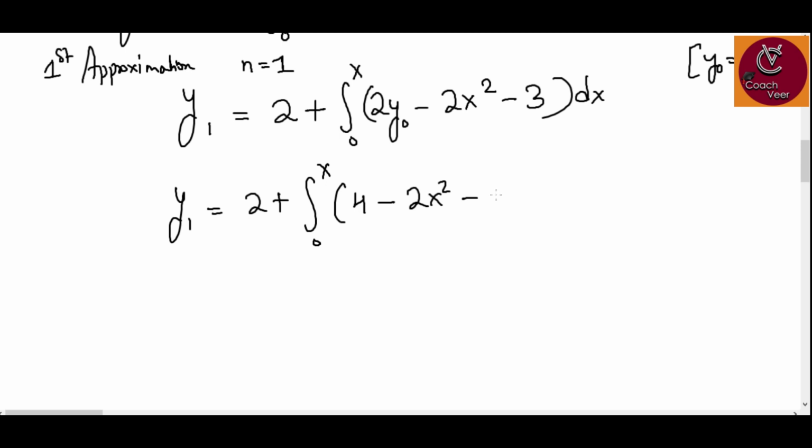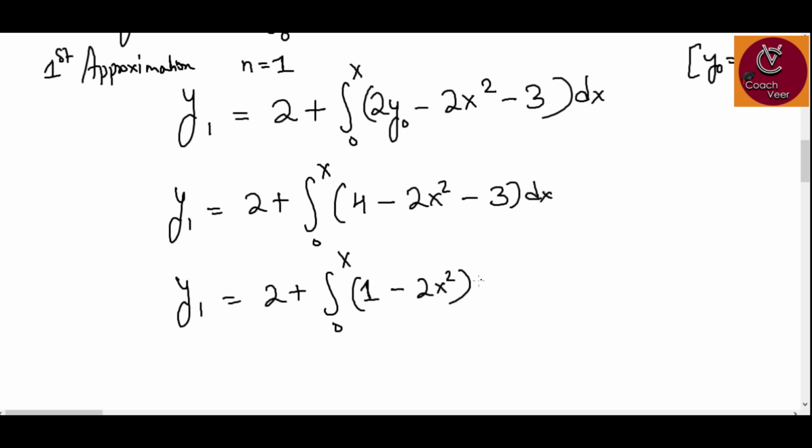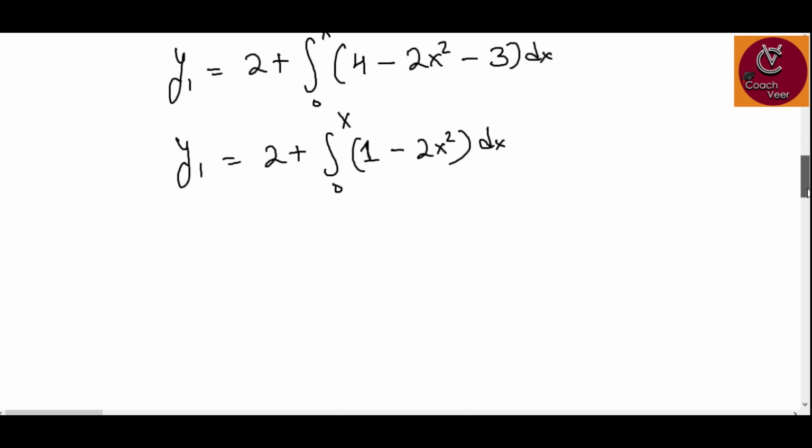It will be better to write it as 1 here: 2 plus the integral from 0 to x of 1 minus 2x squared dx. Why am I saying 1? Because 4 minus 3 is 1. Now it's quite easy to integrate it. Let's do the integration work.